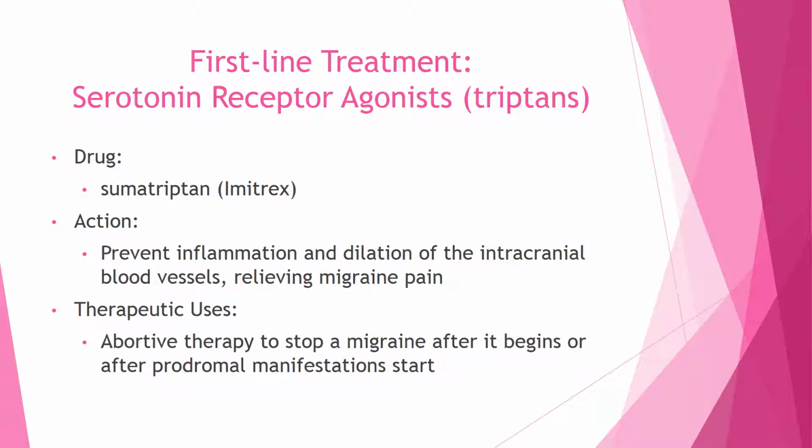Then your serotonin receptor agonists, your triptans. This is your sumatriptan, which is Imitrex. That's a very popular one. I'm sure many of you have heard of it. Its action, once again, is just to prevent that inflammation and dilation of those intracranial blood vessels. It is also an abortive therapy to stop a migraine after it begins and after the prodromal manifestations have started.